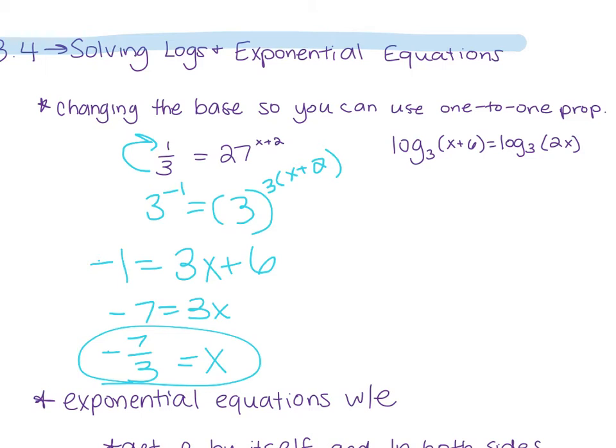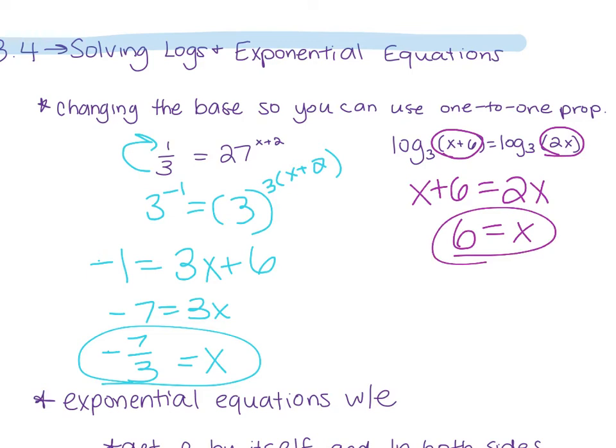And then log base 3 of x plus 6 equals log base 3 of 2x. This is again the one-to-one property because both sides have the same base. So I would just set the x plus 6 equal to the 2x. Subtract the x and I get x is 6.